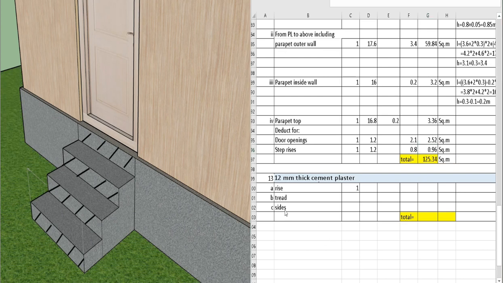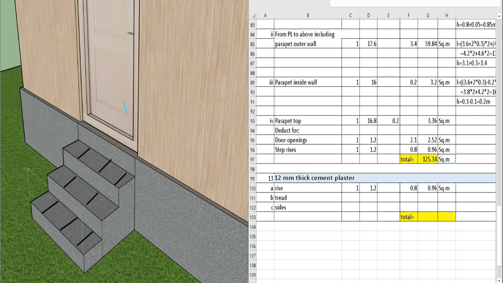Now we are going to do the plaster for this step. Firstly, we have the risers of 0.2, and we are going to do plaster on these hatched areas. We have the length of this step as 1.2 meter, and we have height of each riser 0.2 meter. That means 0.2 for this side, 0.2 for this side, 0.2 for this side, 0.2 for this side. That means total height equals to 0.8 meter, and our total quantity is 0.96.